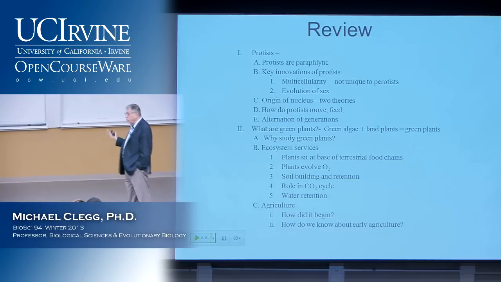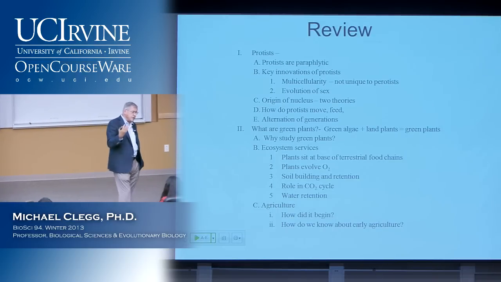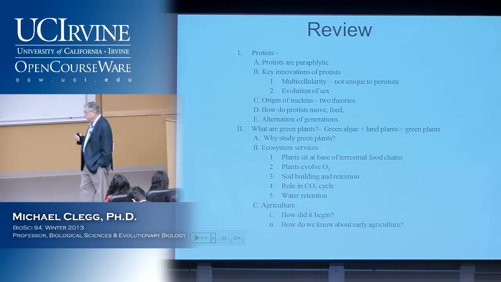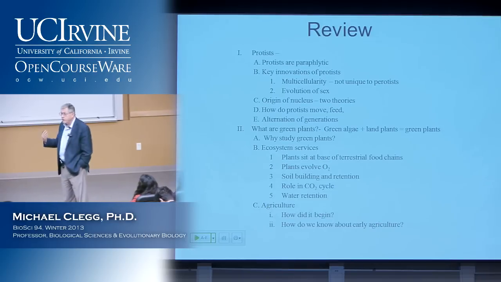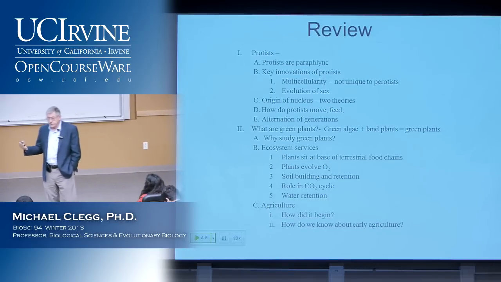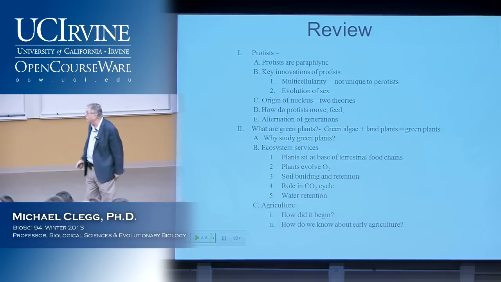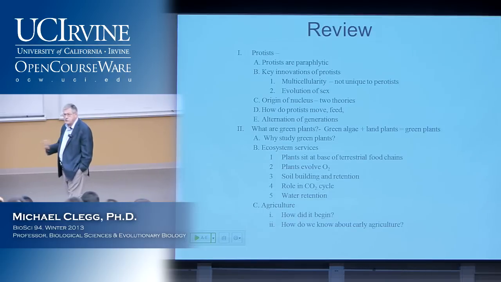We then went on to talk about green plants, and we said that green plants are green algae plus plants, and that constitutes all of the green plants. They're a monophyletic lineage. All of the green plants trace back to a single common ancestor. And then we talked about why we want to study green plants.